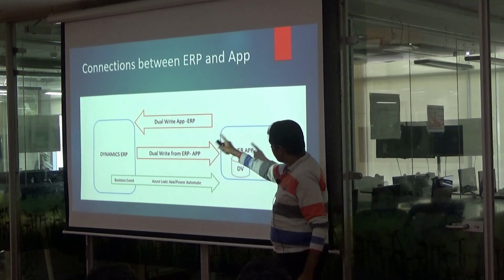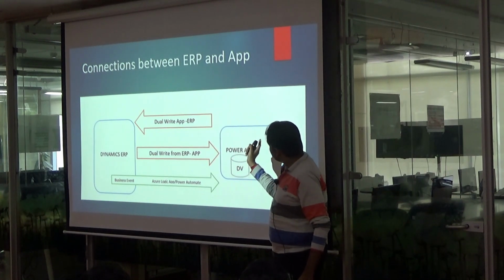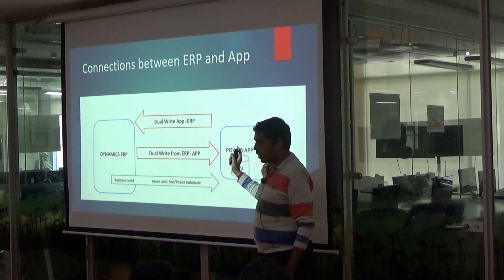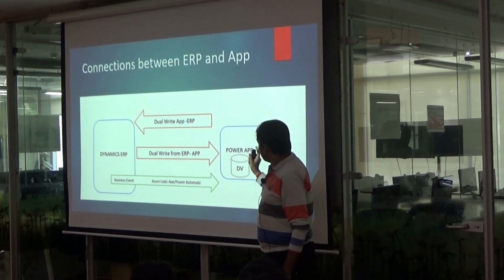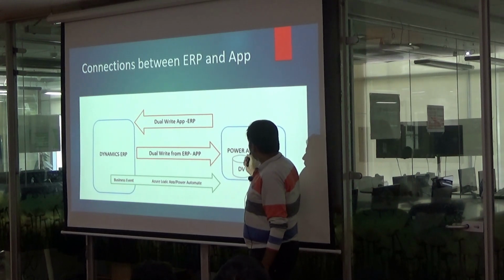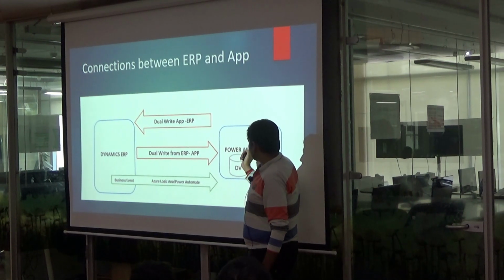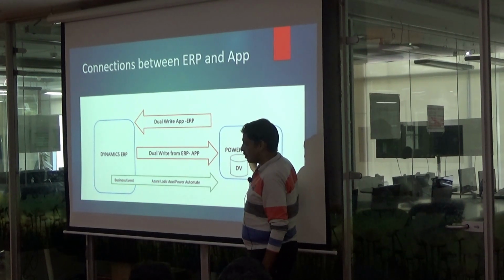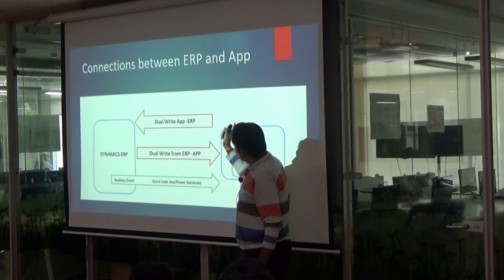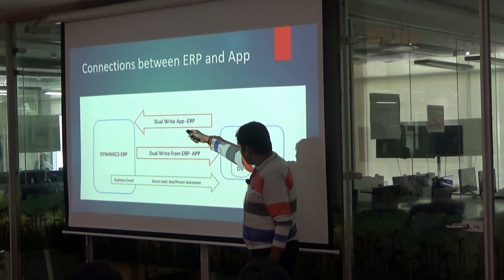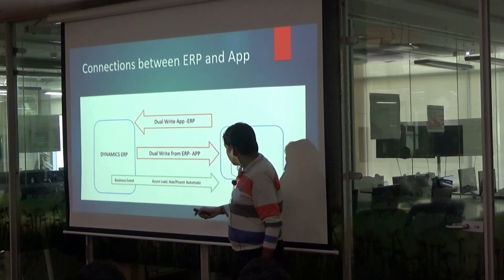Power App and Dynamics ERP sit in the cloud, and this technology is native. So no coding is required. It's a no-code solution. You can get the data from the Dynamics ERP moved into the Power Apps, and after doing some processing here, the data can be pushed back to the Dynamics ERP using the Dual Write.